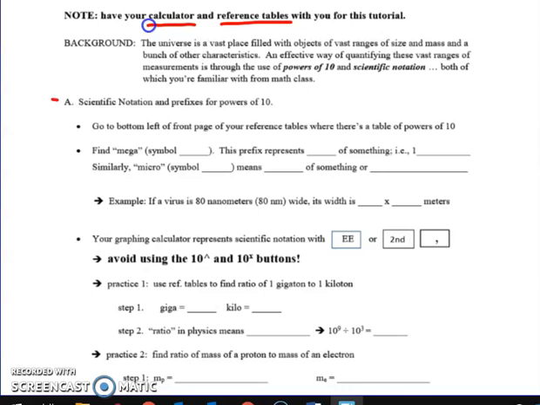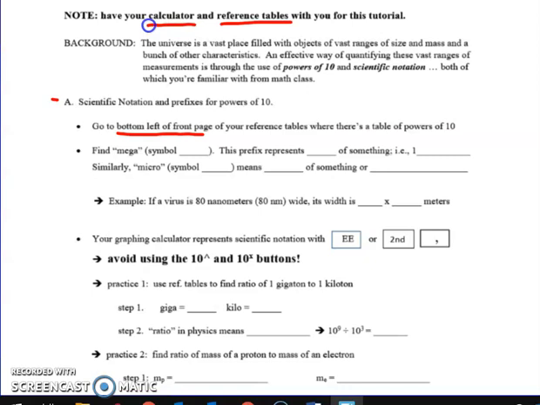You are expected not to memorize prefixes like kilo or milli or mega, but to be able to find them in your reference tables. On the bottom left hand of the front page of your reference tables, you will see a box that tells you what prefixes are, anywhere from tera down to pico, okay? Those are simply powers of 10 that generally go up by 3 orders of magnitude: 3, 6, 9, 12, etc. Why they chose to do that, I don't really know, but it's the standard.